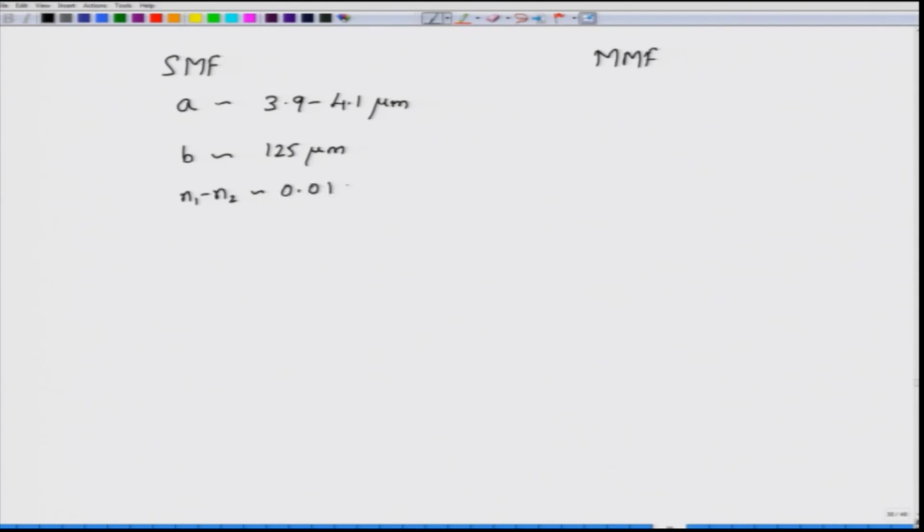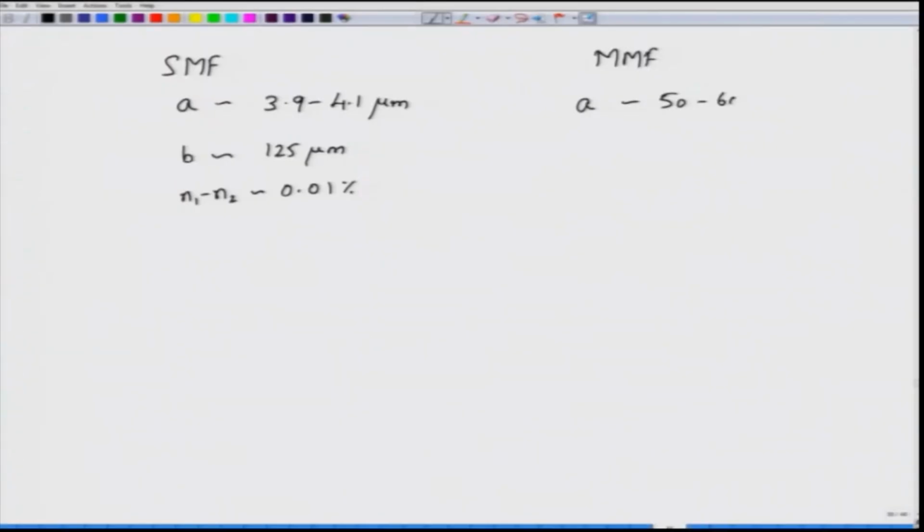The refractive index difference n1 minus n2 is about 0.01 or maybe sometimes less than that percentage. Which means that n1 and n2 are very close to each other, almost like they are equal, but there is a very small difference between the two. For a multimode fiber on the other hand, the core radius is actually quite large, anywhere between 50 to 62.5 micrometer, and the cladding is still standardized at 125 micrometer radius, and then you have all those coating and other things. n1 minus n2 can still be kept the same.